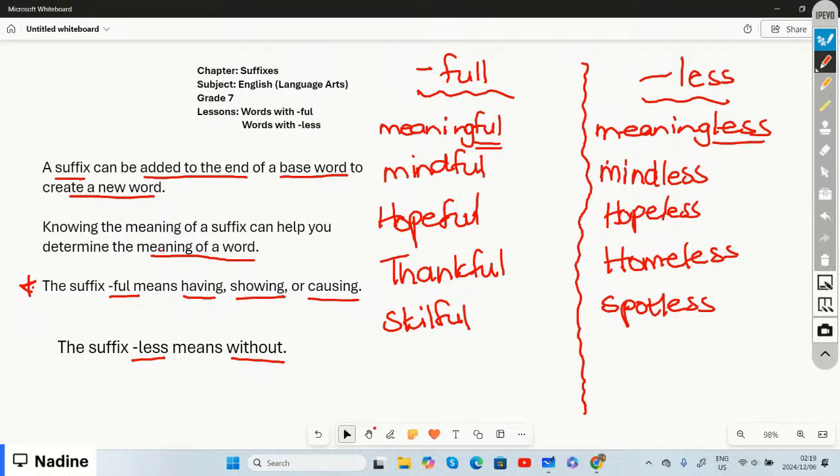And that is why we say knowing the meaning of a suffix can basically help you determine the meaning of a new word. Because hope is a word, or thank is a word. Being thankful is like showing, I'm really grateful for this. Thankless, if that's even a word, it means that you're not even grateful. Like, you're supposed to do that for me, you know?